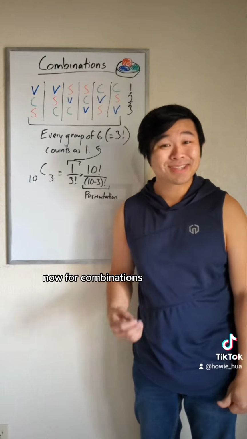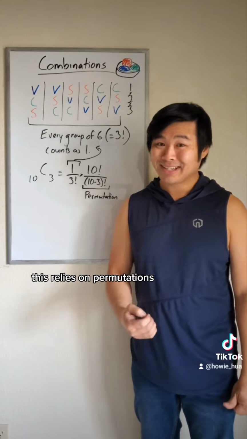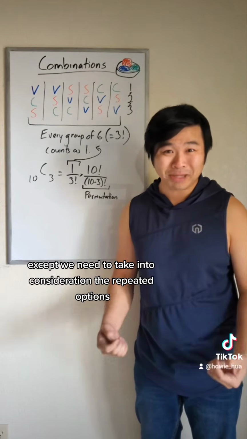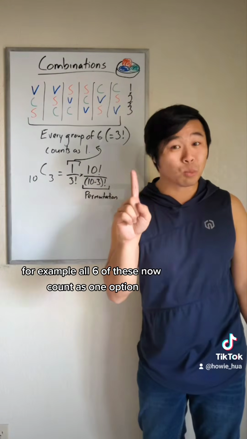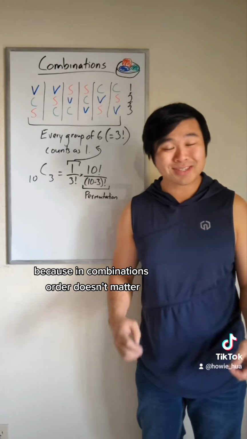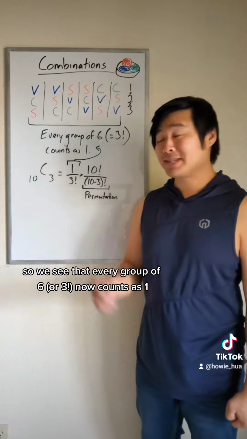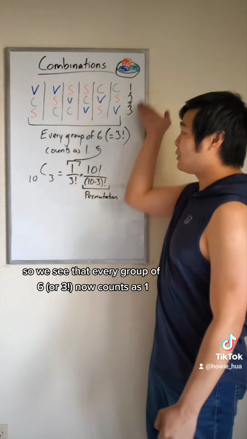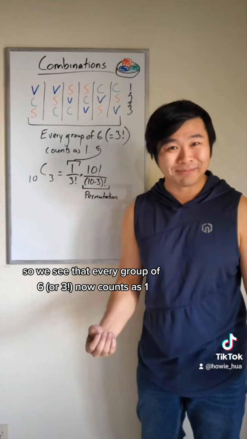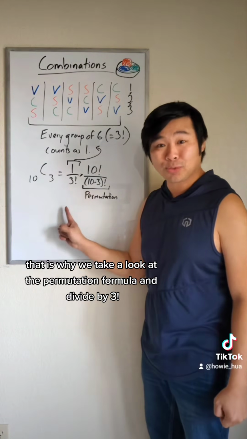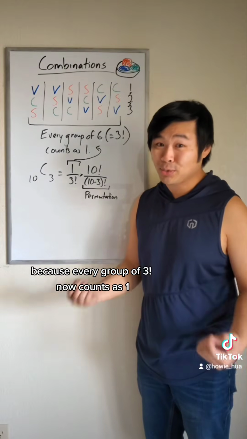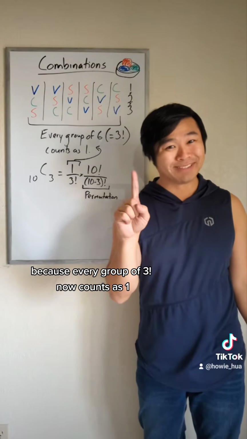Now for combinations, this relies on permutations, except we need to take into consideration the repeated options. For example, all 6 of these now count as one option, because in combinations, order doesn't matter. So we see that every group of 6, or 3 factorial, now counts as 1. That is why we take a look at the permutation formula and divide by 3 factorial, because every group of 3 factorial now counts as 1.